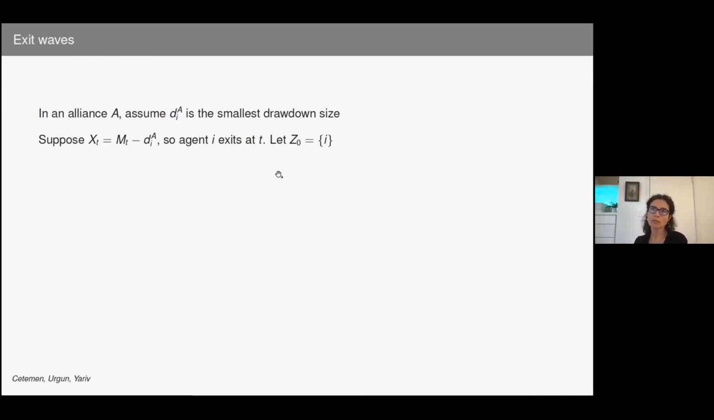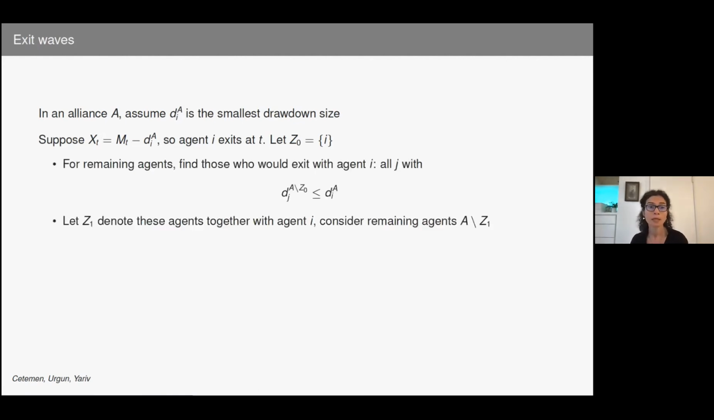So let's assume that we just hit that person's boundary. So X_t is exactly the stopping boundary of person i, and agent i is going to exit. Let's denote by Z_0 the set that contains i. The remaining agents now know that i has left, and they need to contemplate a world in which they're searching without person i.